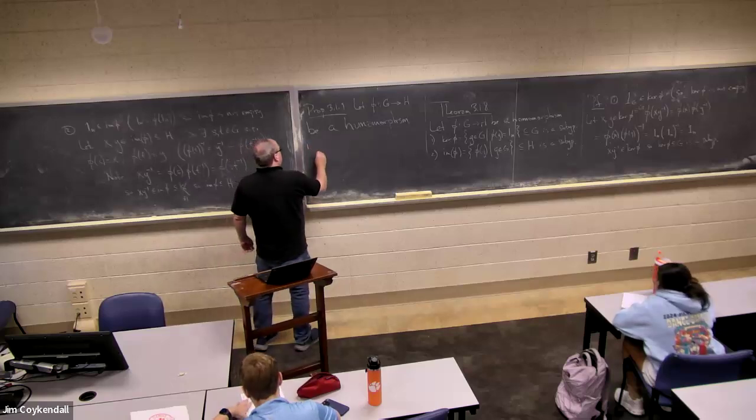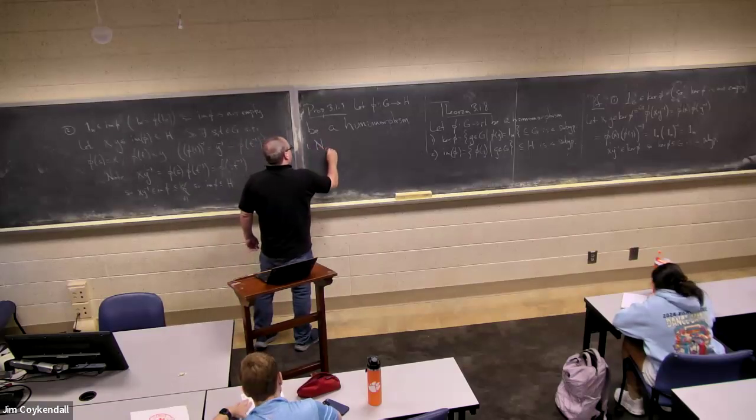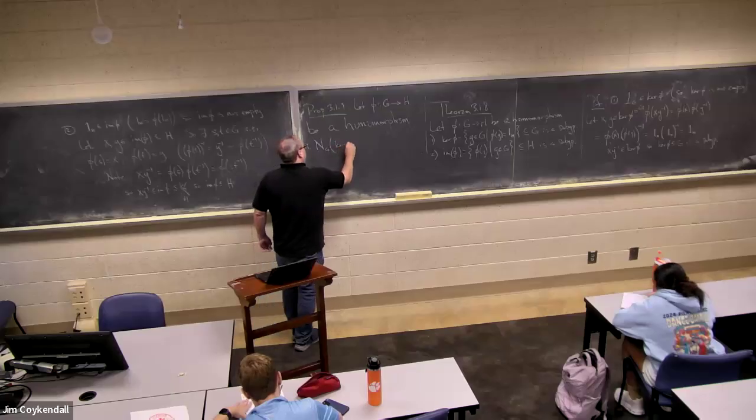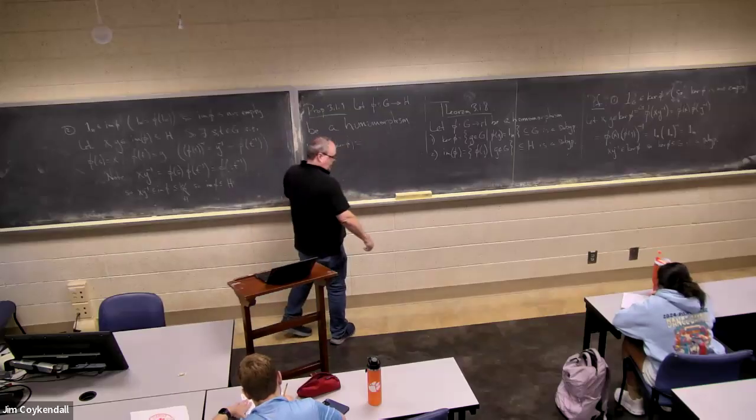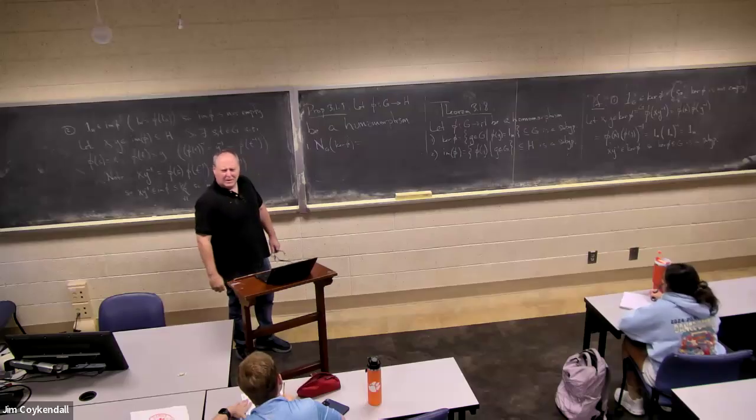Number one, the normalizer from G of the kernel of phi is equal to G.